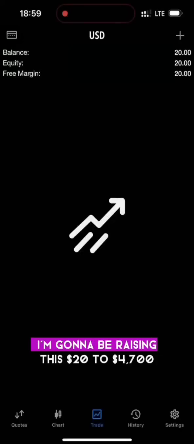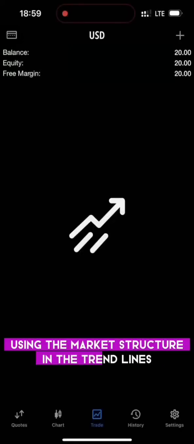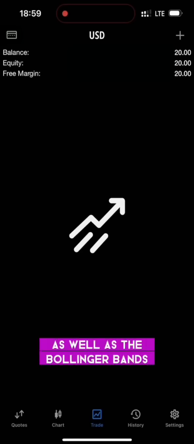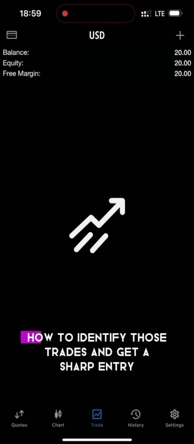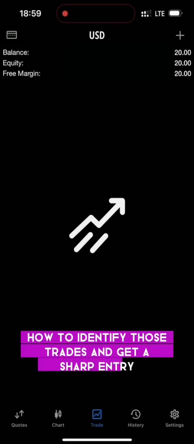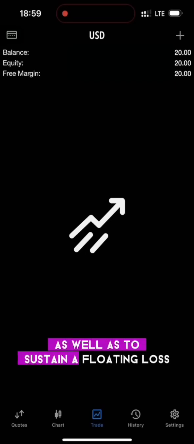So in this video, I'm going to be raising this $20 to $4,700 using the market structure and the trend lines, as well as the Bollinger Bands. I'm going to be trading first, and then afterwards I'm going to show you how to identify those trades and get a sharp entry, as well as to sustain a floating loss.